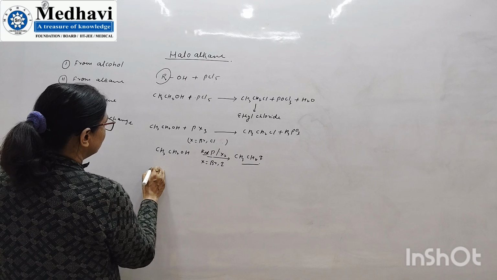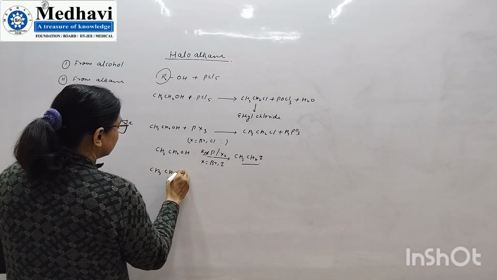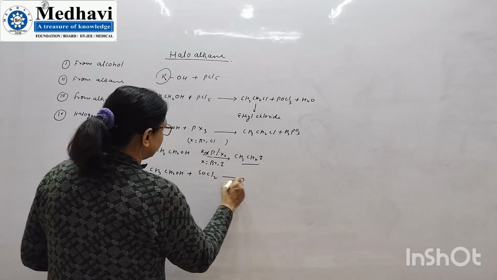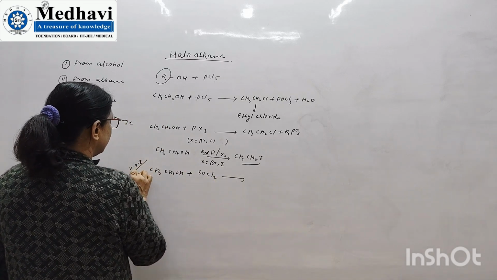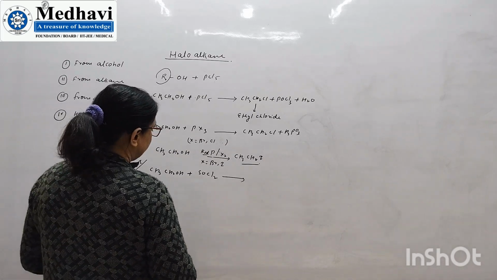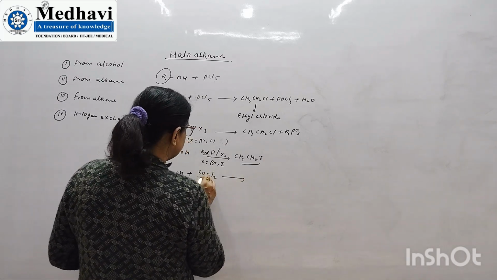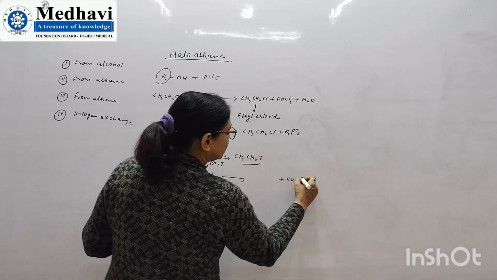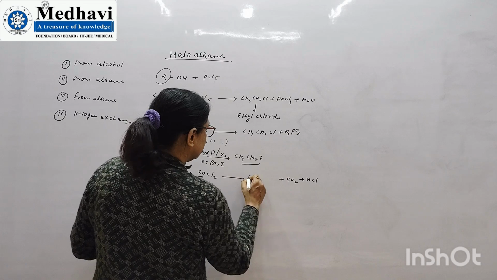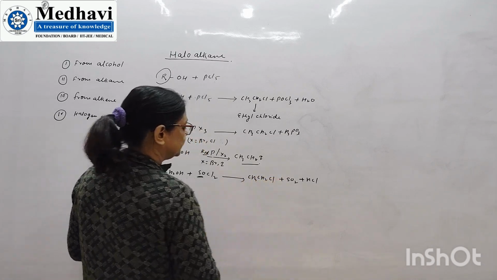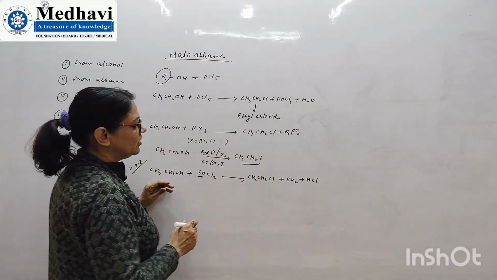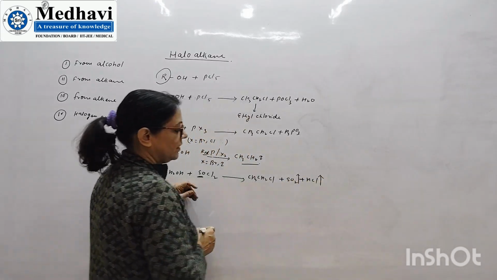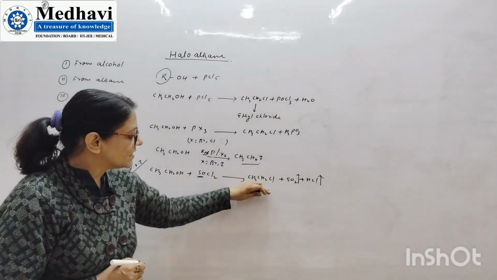Next, if we use SOCl2, thionyl chloride, this is the best method for the preparation of haloalkane. Here the sulfur group is there, so SO2 is a product, HCl is a product, and the main product is CH3CH2Cl. This is the best method because both by-products are in gaseous form, so we can easily remove them.